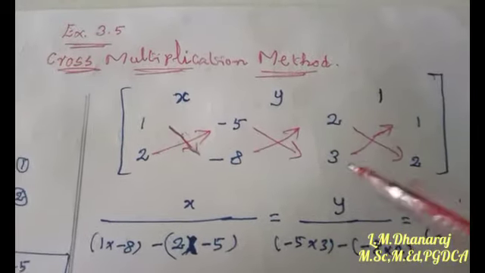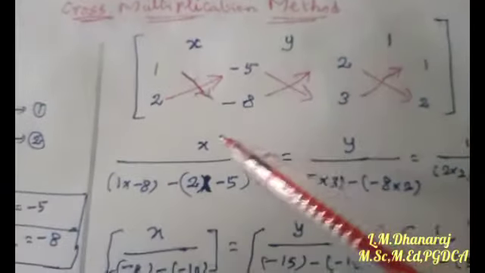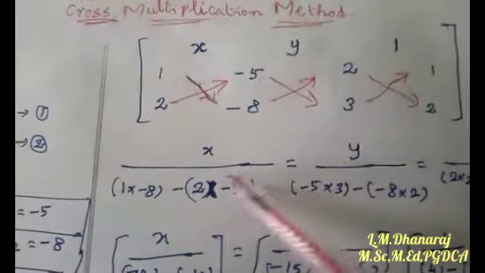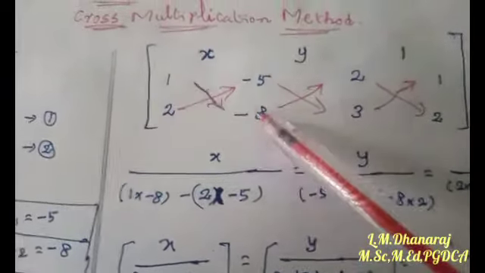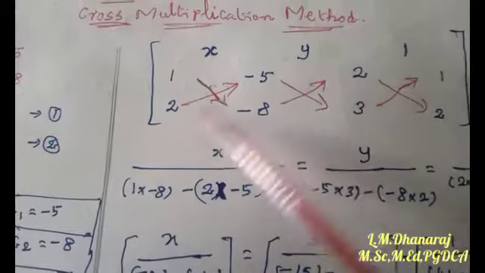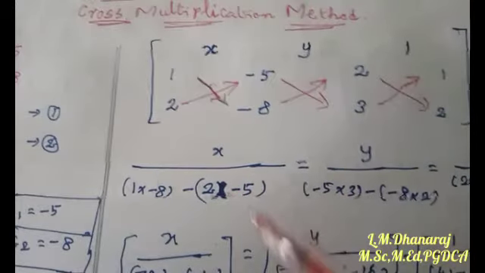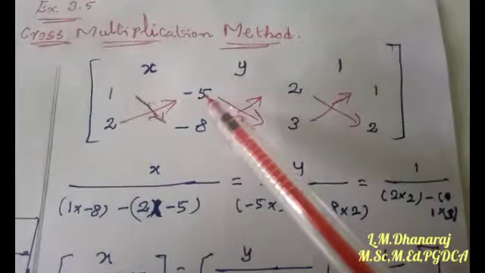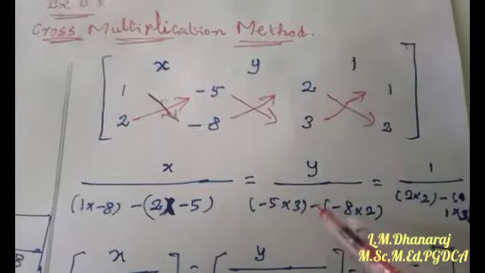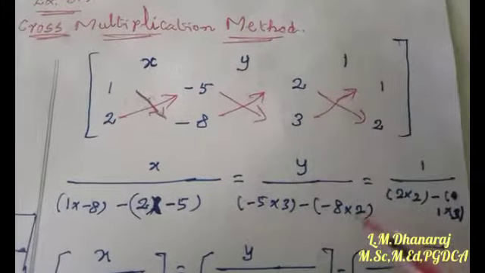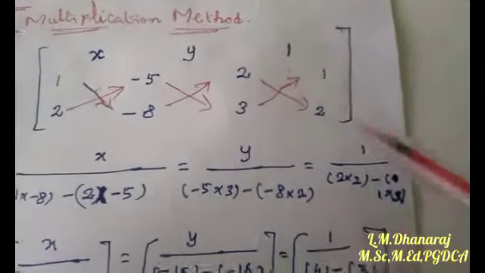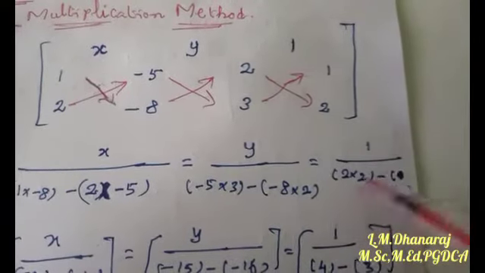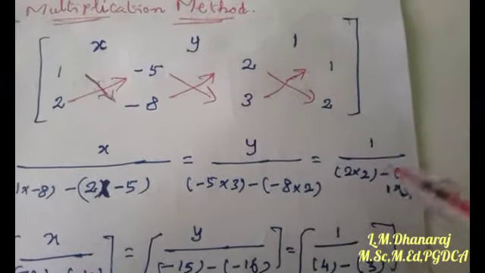Now we have to go for multiplication. This is called the leading diagonal and this is called the subdiagonal. So x divided by the leading diagonal: 1 into minus 8 minus 2 into minus 5, is equal to y divided by the leading diagonal: minus 5 into 3 minus 8 into 2, is equal to 1 divided by the leading diagonal: 2 into 2 minus 3 into 1.